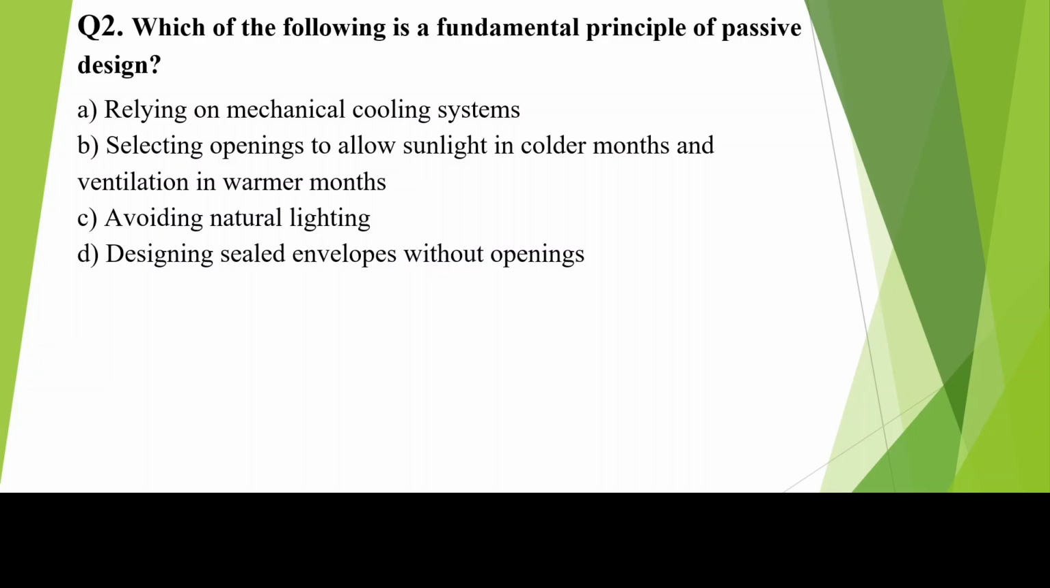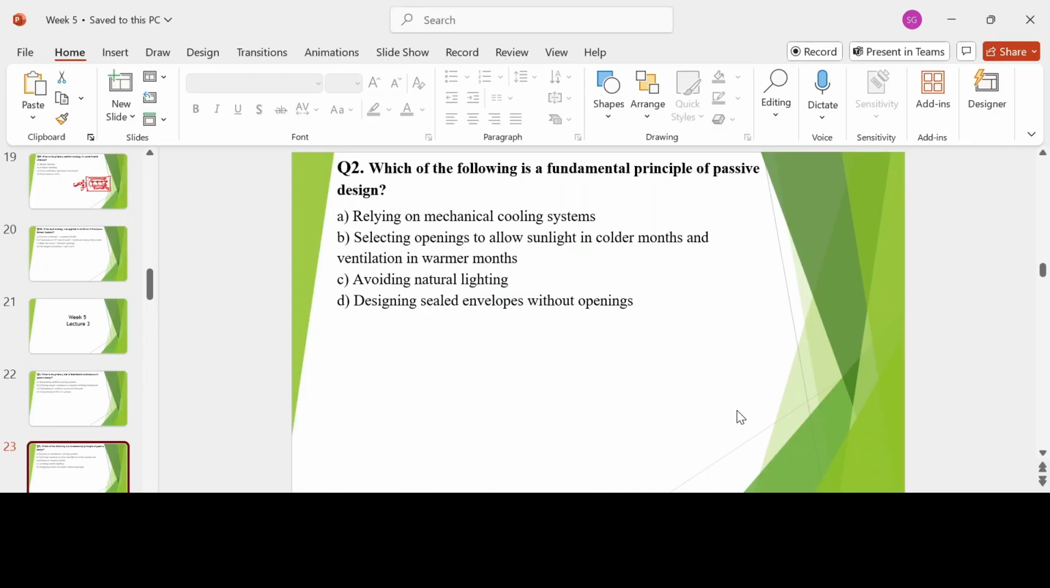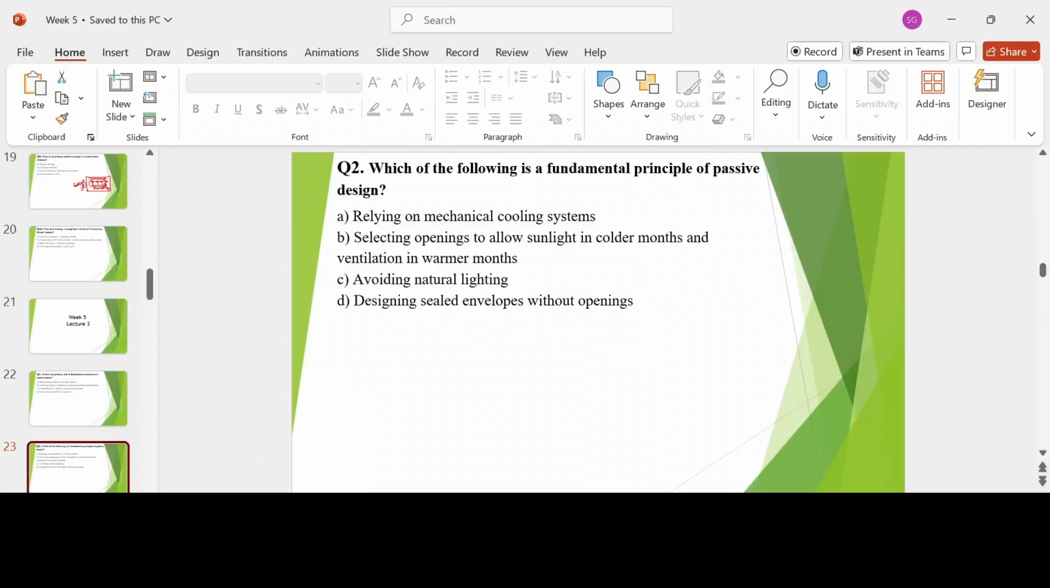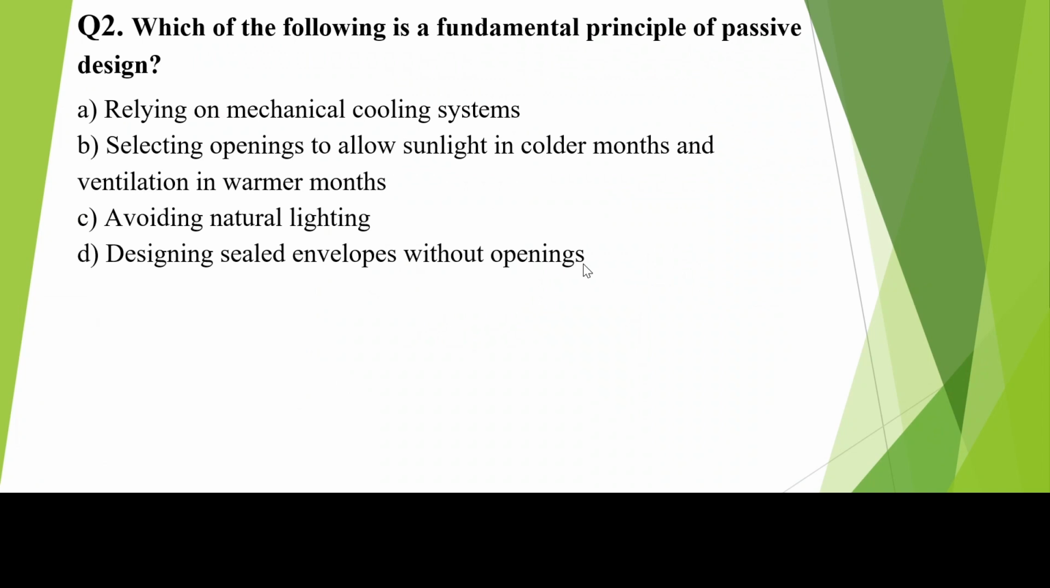Avoiding natural lighting, this is absolutely incorrect. Designing sealed envelopes without openings, so it's very dangerous to design such kinds of envelopes. So I hope with the four options, after reading them in detail, all of you will be able to answer it correctly. Which is the correct answer for this question number 2? So all of you are answering that the correct answer is B. So B is the correct answer.